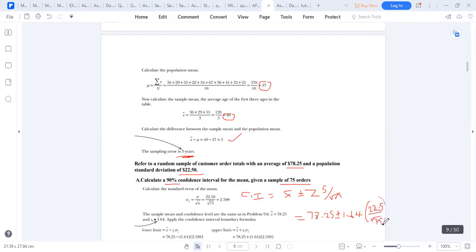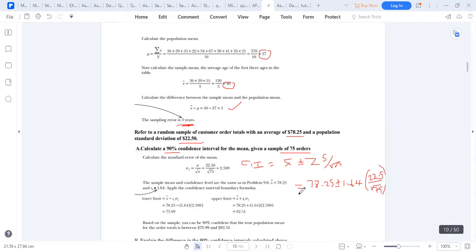This one came in the May paper. You're being asked to find the confidence interval. So based on the sample data, we are 90% confident that the true mean for the orders is between 73.99 and 82.59. The same question, they've just changed the figures here.